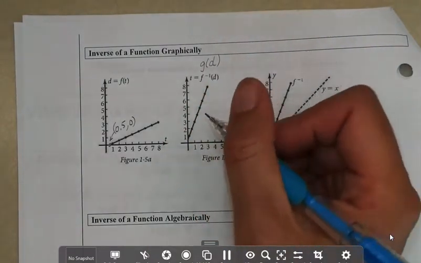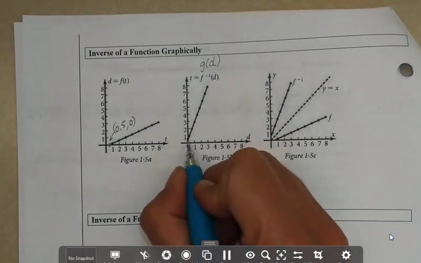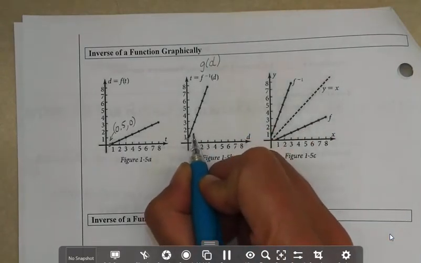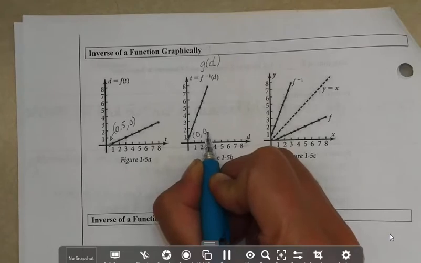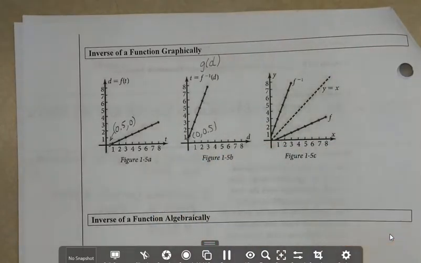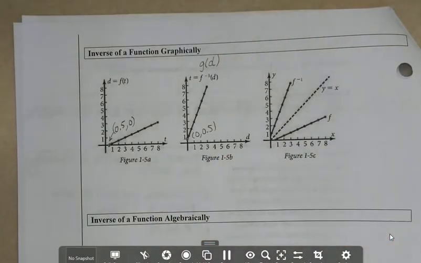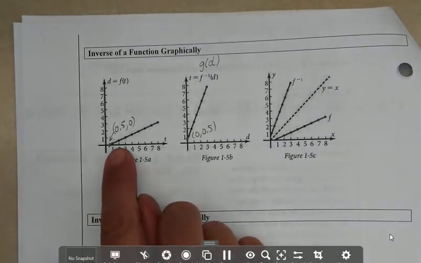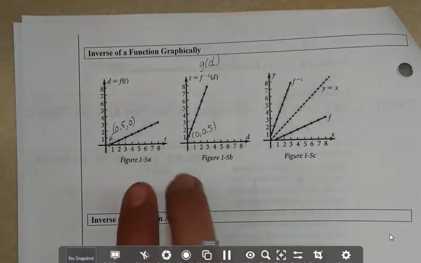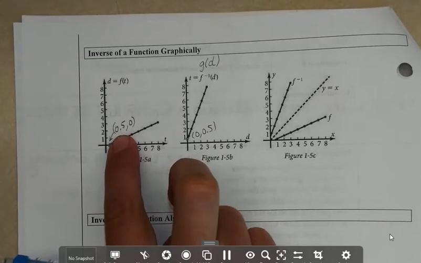Okay, so if I look at this, look at what's happening. Look at this point, the first point here. That point is (0, 0.5). So what you should notice, just like we did in the table, is that when you have a function and its inverse, the x's and the y's are switched, right?